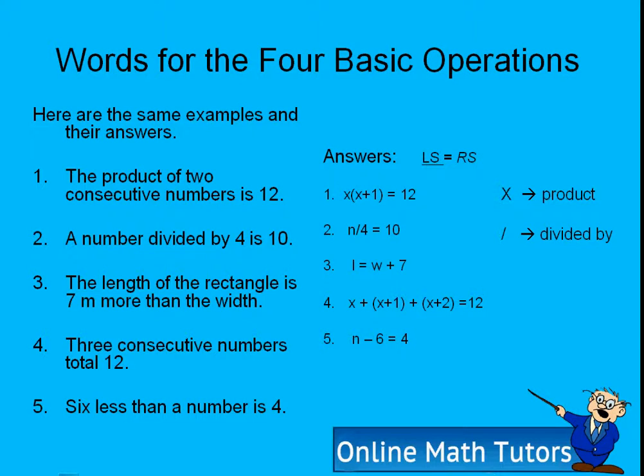A number divided by 4. The words "divided by" told us to use division. N divided by 4 equals 10. The length of the rectangle is 7 more than the width. The words "more than" told us to add 7 to the width. The word "total," our verb in this sentence, tells us to add things up. Total means to find the total amount, to add them all up.